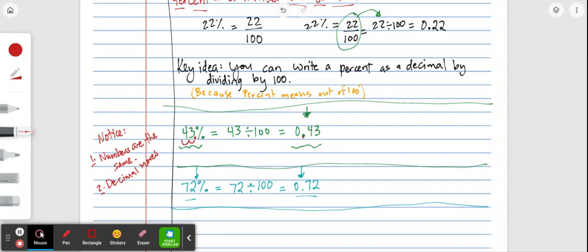So for 72%, the same thing happens. There was a decimal to the right of the 2, and it moved 1, 2 spots so that it was to the left of the 7. Okay.